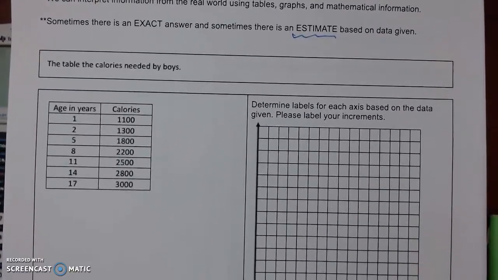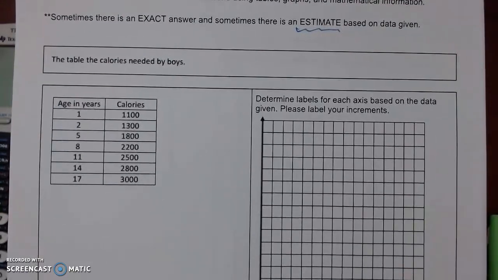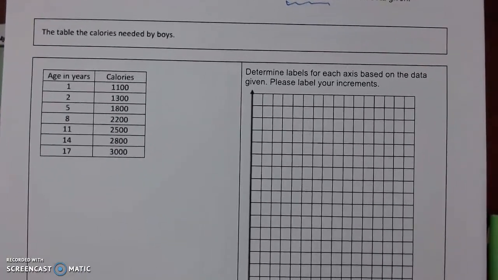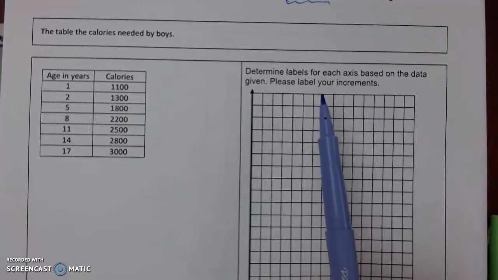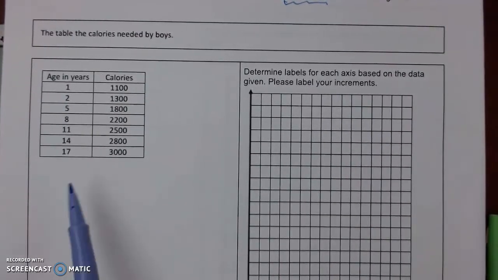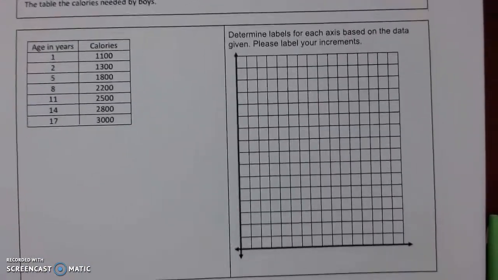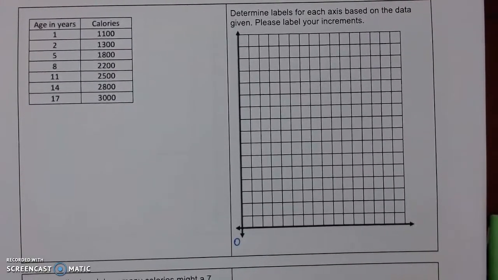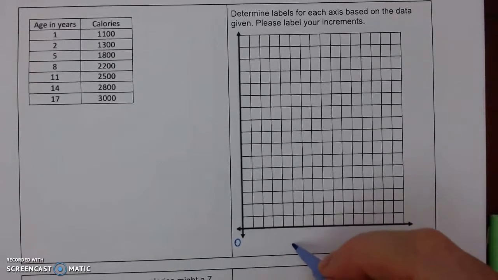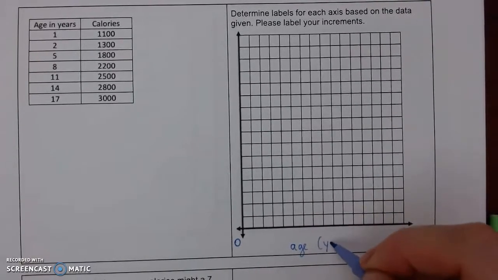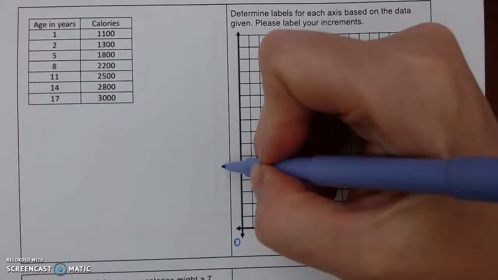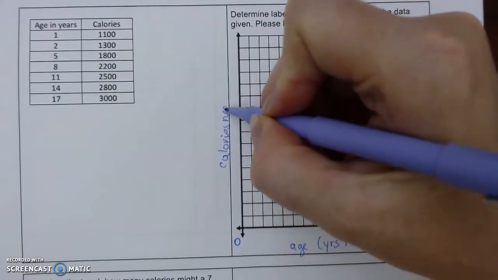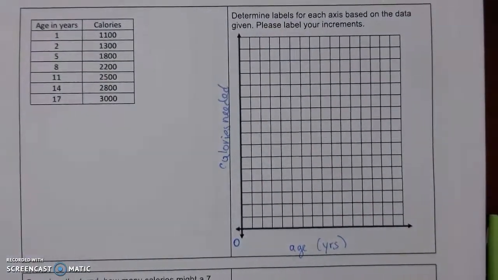On the first example, this is the number of calories needed by boys. It's just given, and we need to determine labels and label our graph based on those amounts, okay? On a graph, we always need to have where they meet be 0. I'm going to let this be my age in years, and then this is going to be the calories. And you just label it, okay?